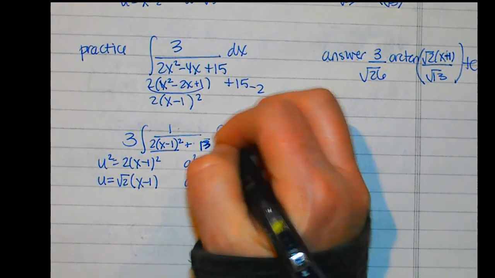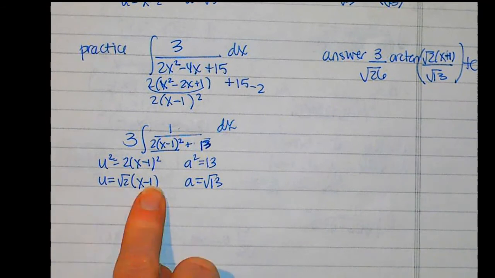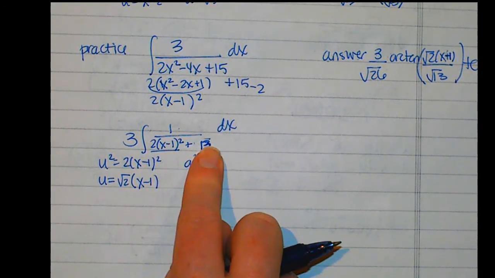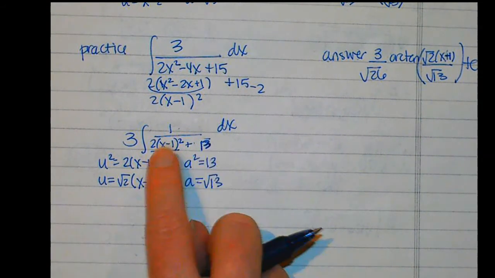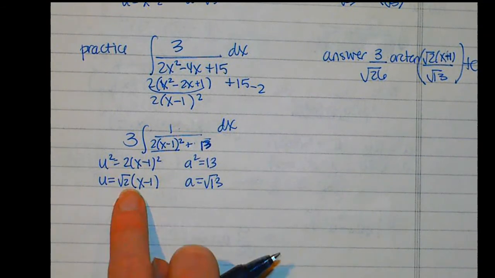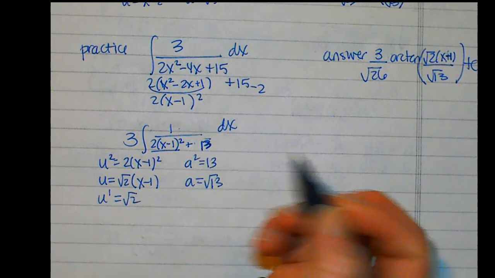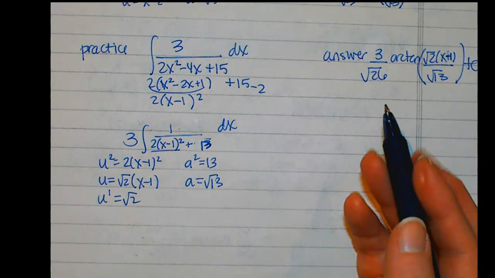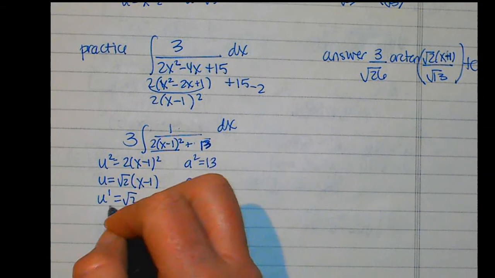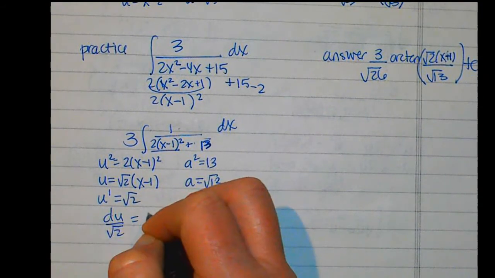And then I've got a dx here. Well, u doesn't have a 1 derivative. So I'm going to have to turn this into u squared plus the square root of 13 squared in order for this to work. And if I change this all into u, I have to consider this has a derivative. u prime would be the square root of 2. So if I rewrite this with the du dx notation, it'll be du over the square root of 2 equals dx.